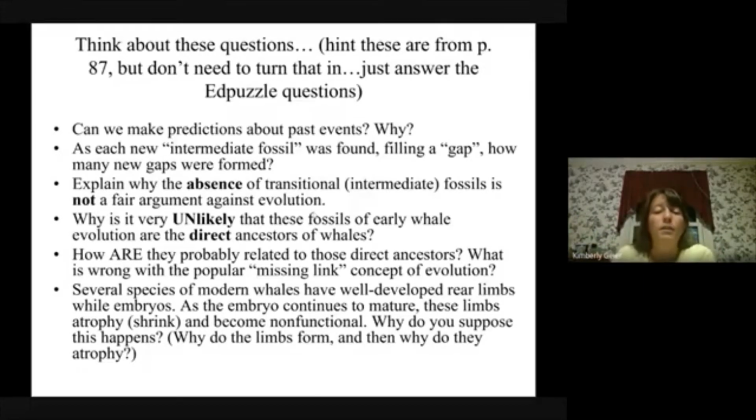Now, an interesting fact says several species of modern whales have well-developed rear limbs while they're embryos. As the embryo continues to mature, these limbs atrophy. They shrink and they become non-functional. Why do you suppose this happens? Why do the limbs form? And then why do they atrophy? What do you think?